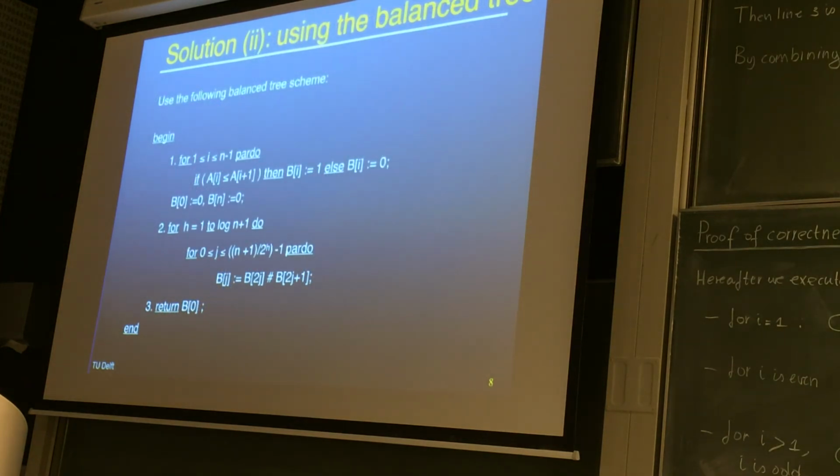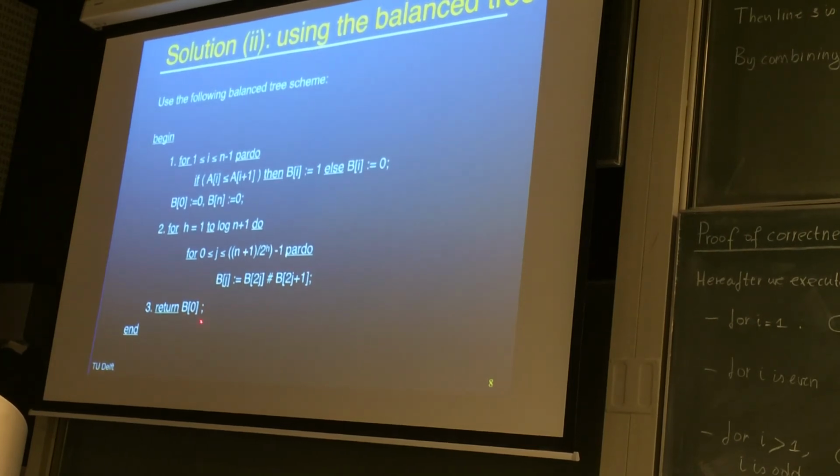Use the following balanced tree scheme. Here we have the definition of the b's, b0 to bn, and I just assume that n is sufficient, otherwise you add the zeros. Then you follow the prefix scheme. So for h is 1 to log n plus 1, for j between 1 plus n to the power h minus 1, and so on, combine the elements, so bj equals b2j combined with bj plus 1, and return b0.